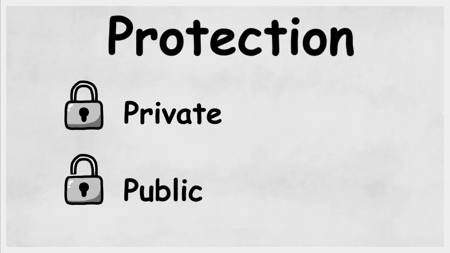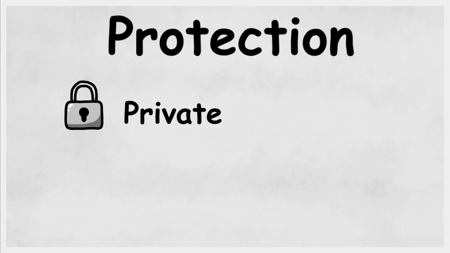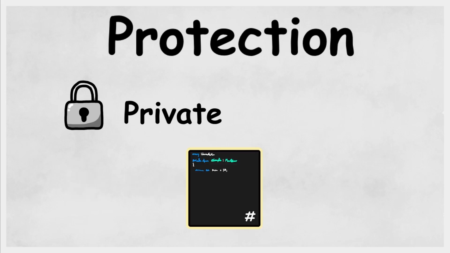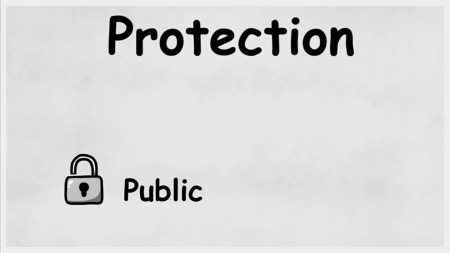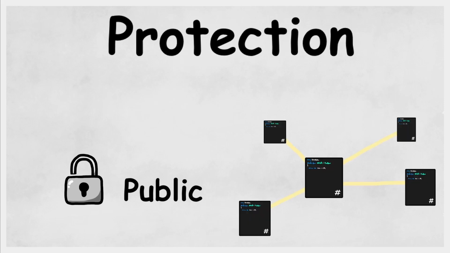Now, let's talk about protection. Variable protection. Variables can either be private or public. A private variable is only accessible inside the script where it's defined. Use this for data you don't want other scripts messing with. A public variable, on the other hand, can also be accessed by other scripts or changed directly in Unity's inspector.